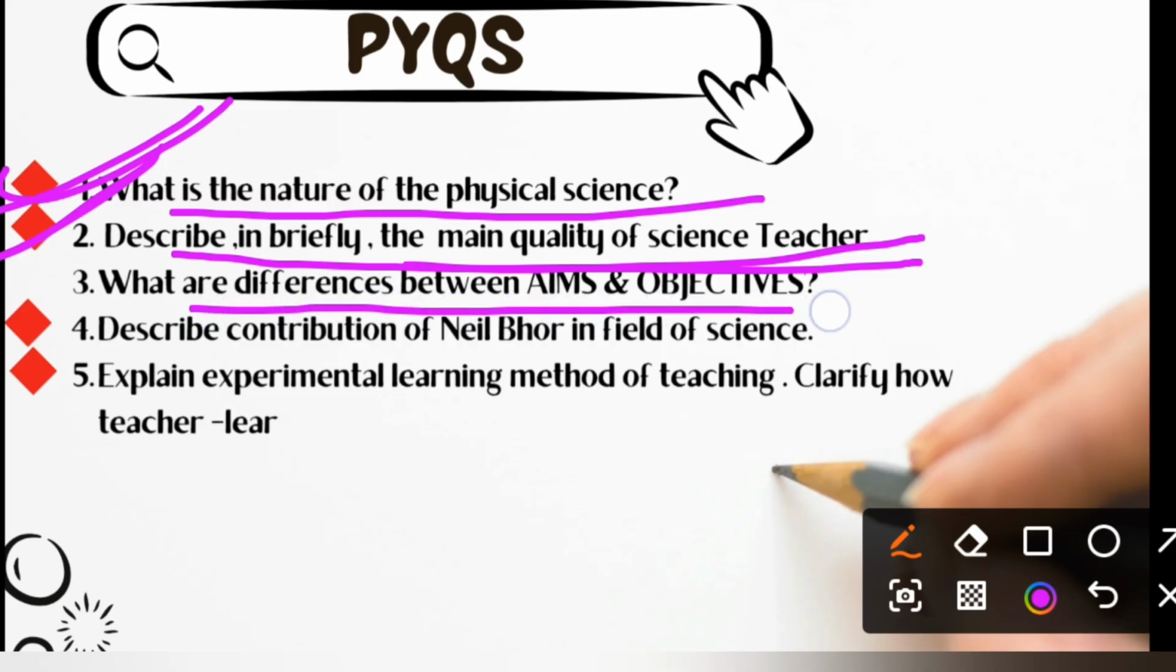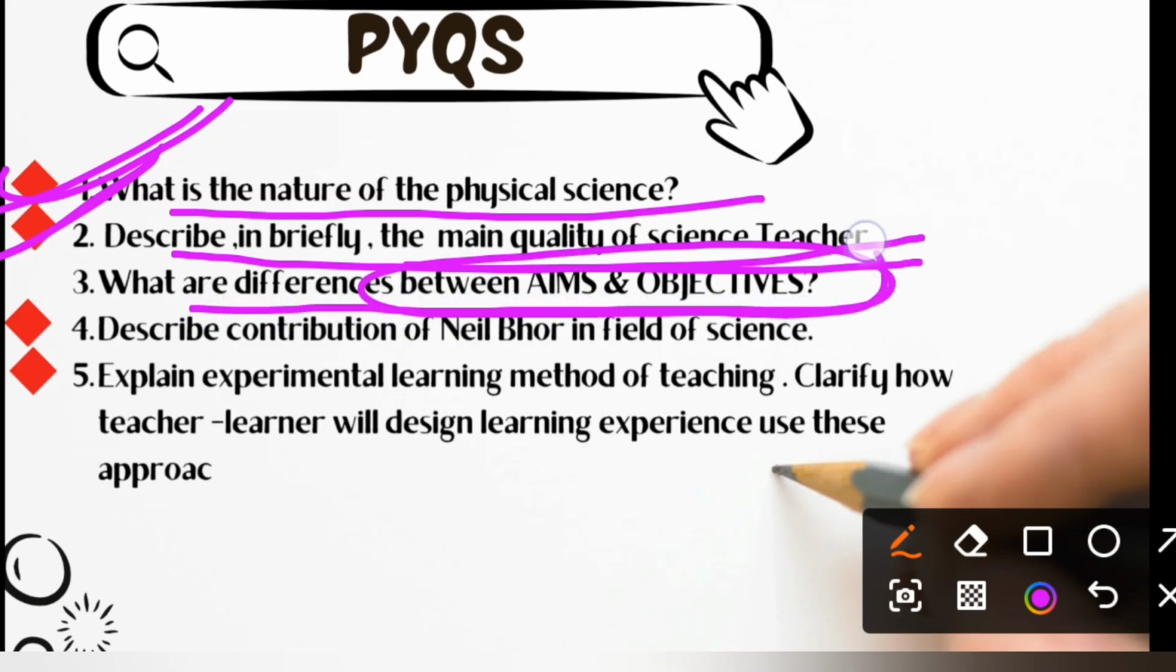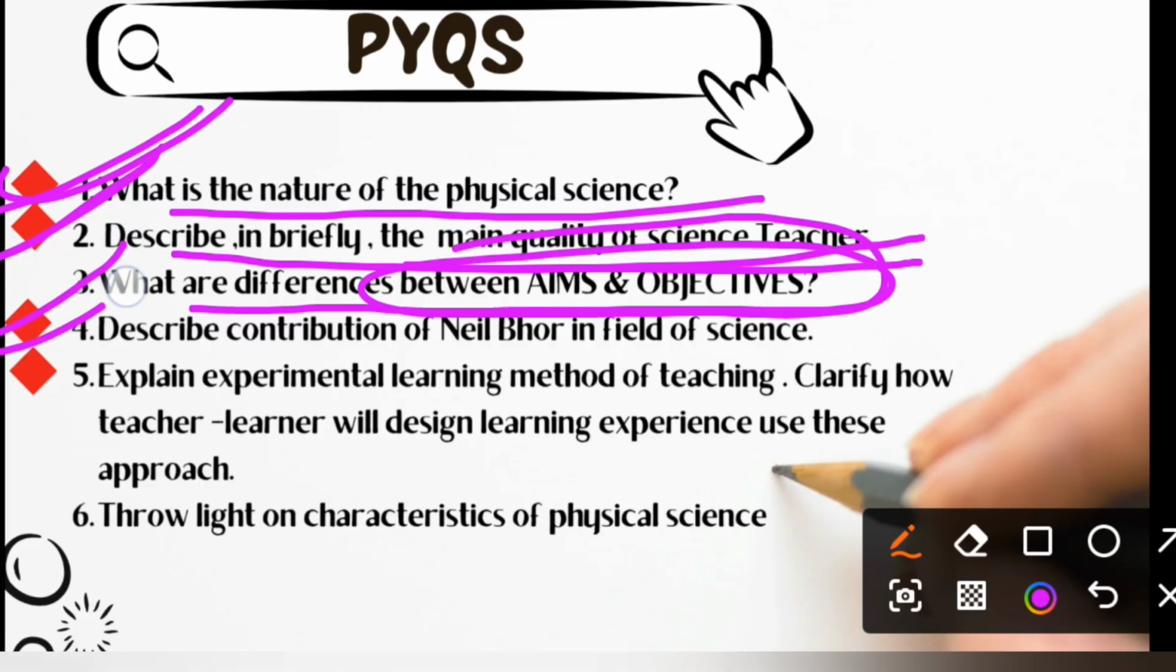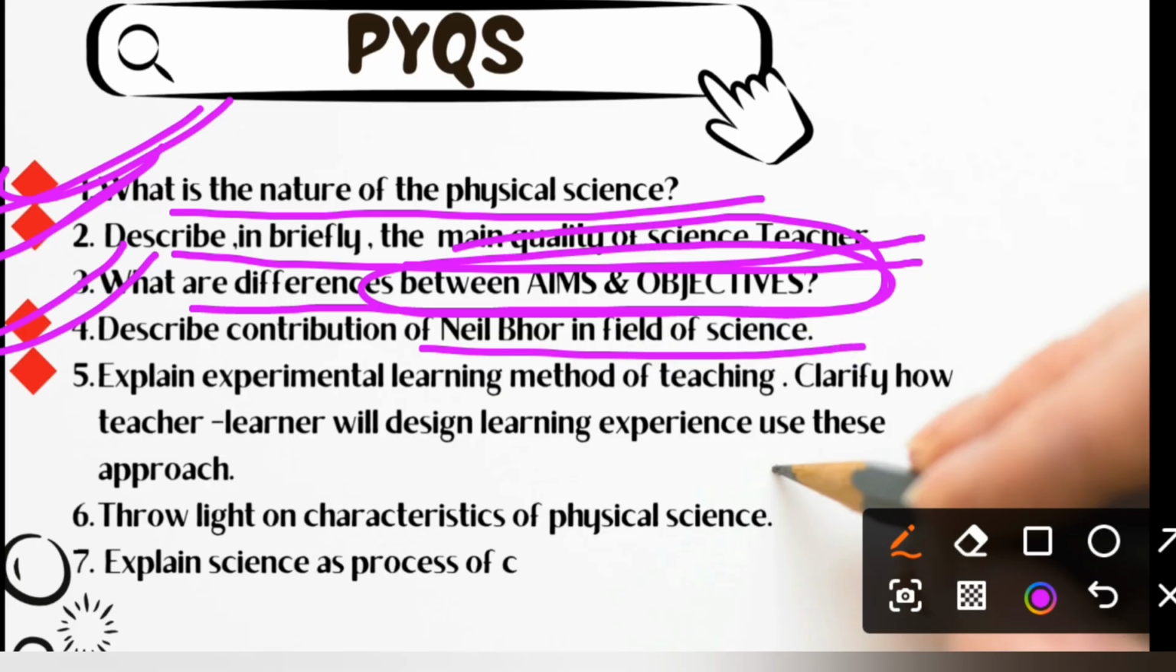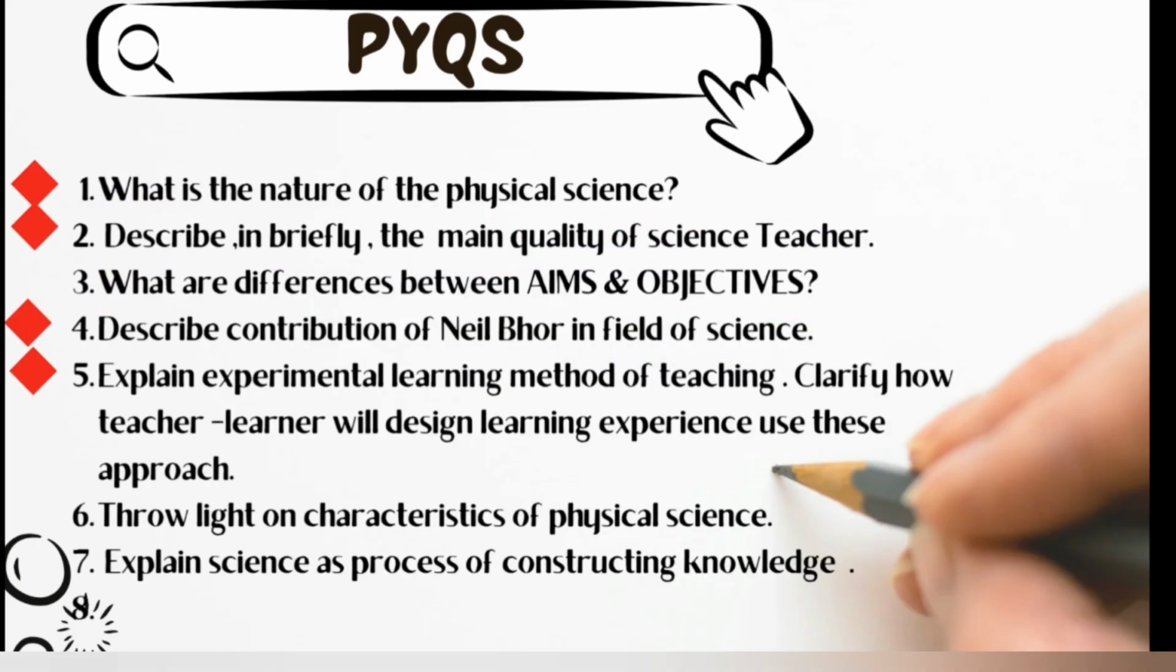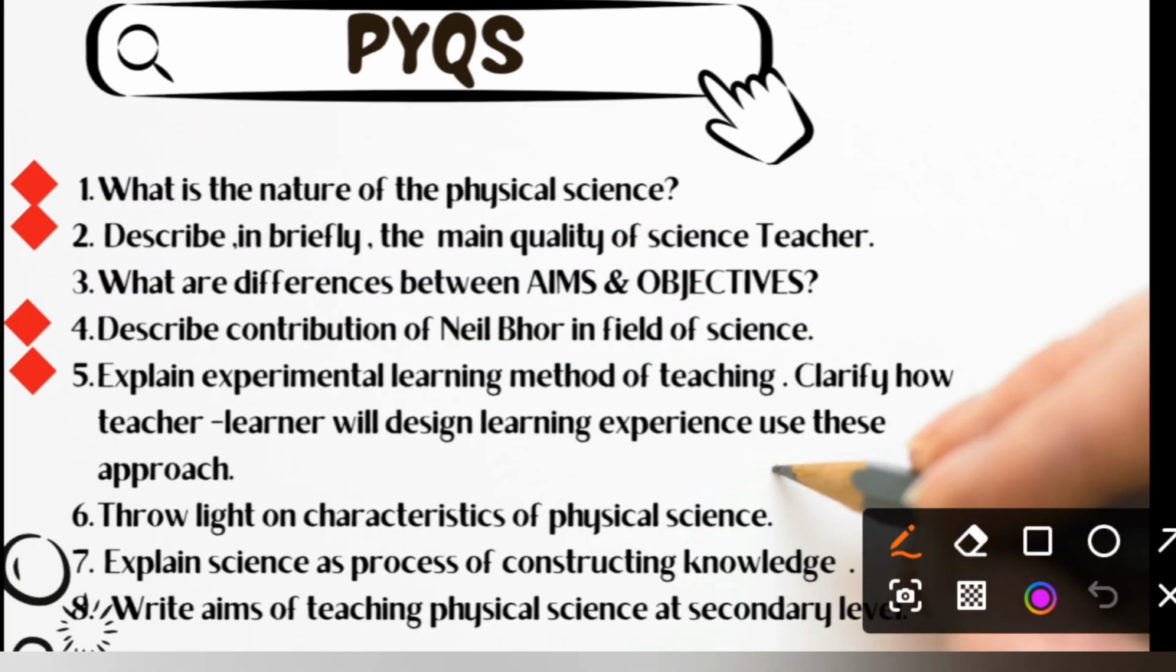Question number 3, what is the difference between aims and objectives? It is a common question among all the pedagogy papers, where they ask you to describe the difference between aims and objectives of any pedagogy, either science, social science, physical science, English, Hindi or any language paper. Moving toward question number 4, describe the contribution of Niels Bohr in the field of science. We have learned about the scientist Niels Bohr in class 9 or 10, so you have to describe their contribution in the field of science.